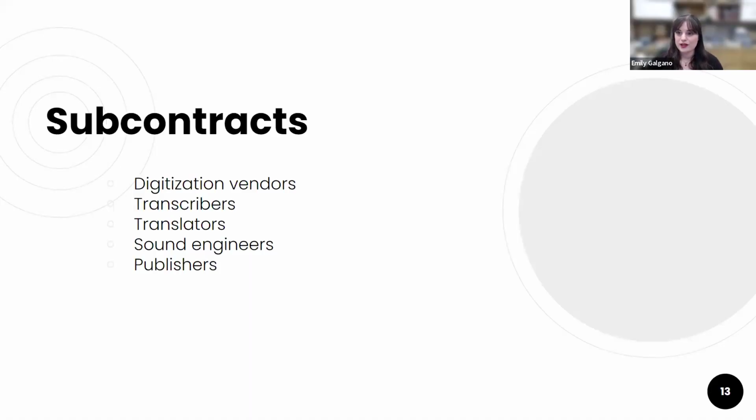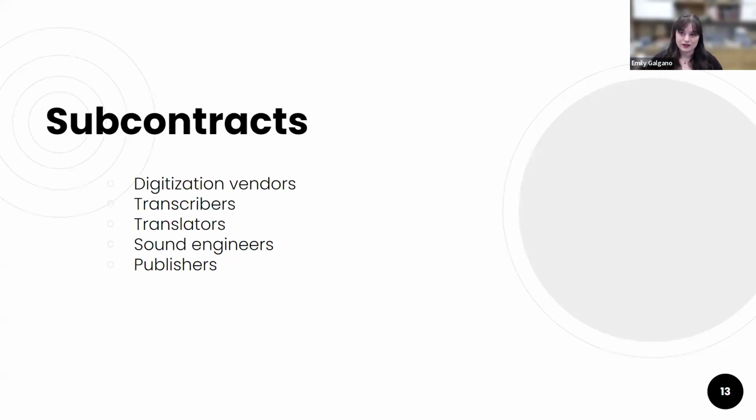Subcontracts, this is going to be your external vendors. Think outside of your institution. For example, we're talking about digitization vendors, but also if you're going to work with transcribers or translators or sound engineers or publishers. We have worked with all of these different types of organizations before. External transcribers who are able to hear, especially things in native languages and being able to write those out.